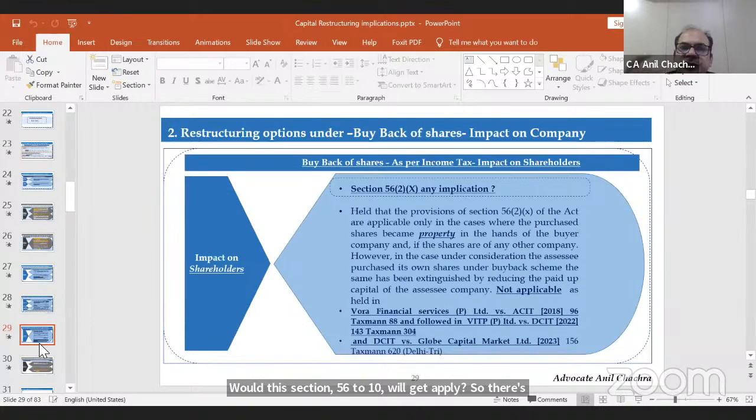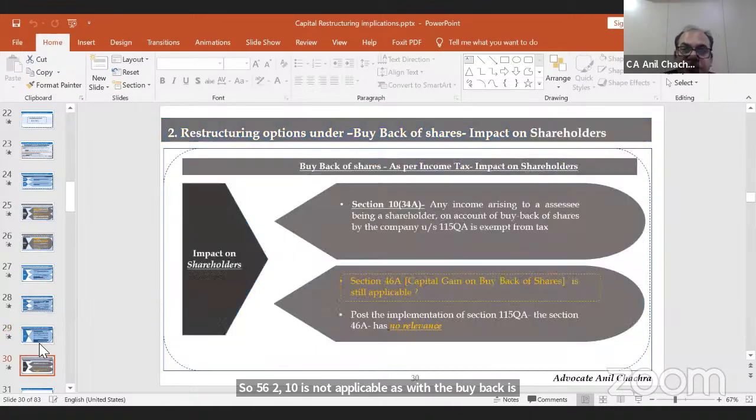Property means the shares in their existing form. But when I buy the shares back, the shares are not in property form. The shares cease to exist. It's not my property. That's why Section 56(2)(x) is not applicable. The first judgment was made in Gora Financial Services, and this judgment was followed in various other judgments, like the Delhi Tribunal in Globe Market and VITP Private Limited. So Section 56(2)(x) is not applicable to a buyback in the hands of the company.